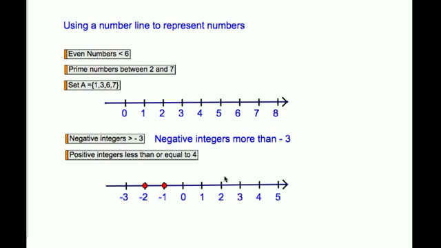Note that numbers to the right are bigger than numbers to the left. Therefore, -1 is larger than -2, and -2 is larger than -3. And all the whole numbers, the positive whole numbers, are larger than the negative whole numbers.